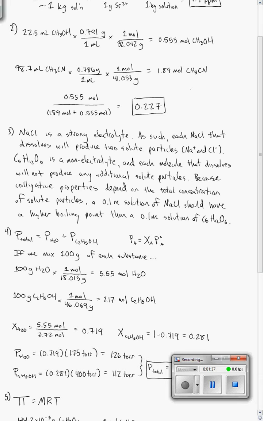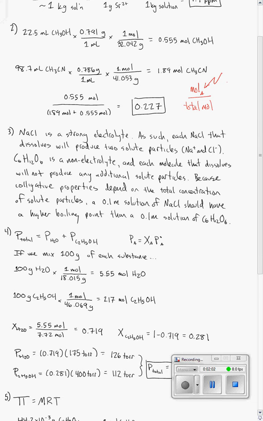two things. Again, just to review, mole fraction is moles of whatever substance we're talking about, we can call it substance A, over total moles. So to solve this problem, we're going to need to know what the moles of our solute is, our CH3OH, and we're going to need our total moles of solution, which means we're going to need both our moles of CH3OH and our moles of CH3CN.